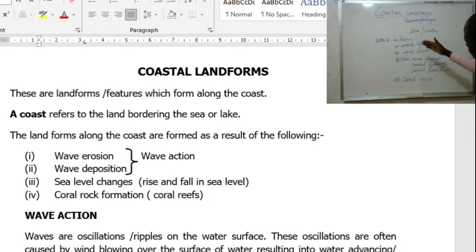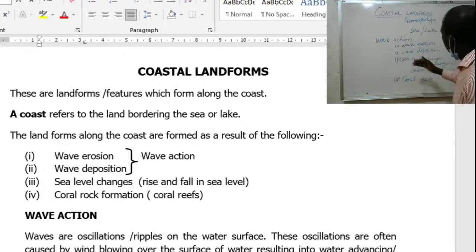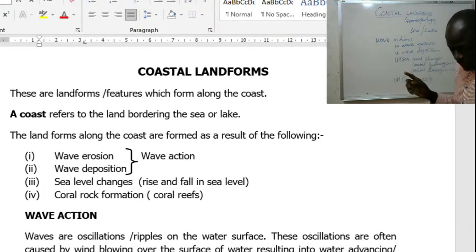Before we go any further, we are saying these are the four categories of landforms that we have to look at. So we shall be looking at landforms due to wave erosion, landforms due to wave deposition, landforms due to sea level changes, which are also broken down into coastal submergence and coastal emergence landforms. Then we shall look at the coral reefs. These are all important aspects if we have to study and understand the geomorphology or the physical geography of the coast. We are using the word coast like we defined earlier, that the coast is that land that borders the lake or the sea.